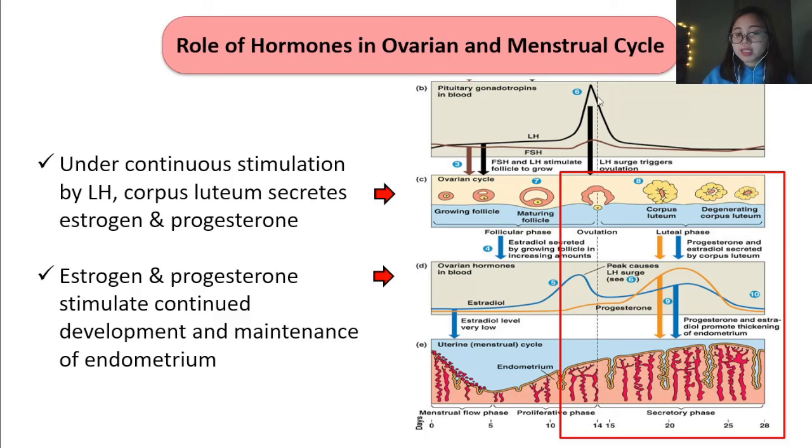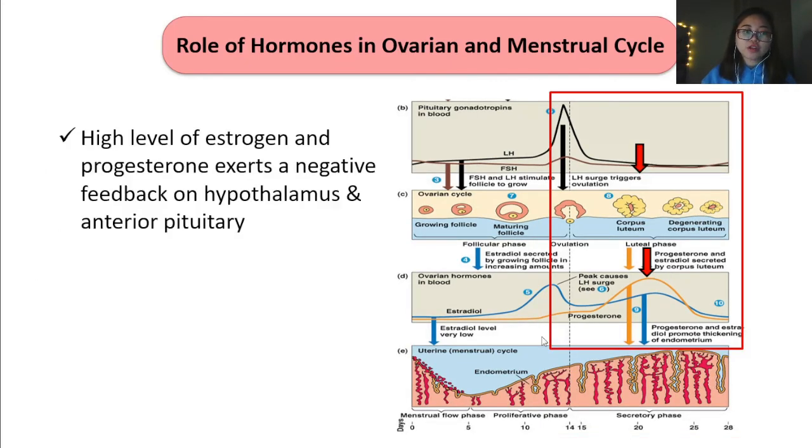So dari tadi kita cakap pasal kalau ada banyak LH, ada ovulation. Selepas ovulation, LH pastikan corpus luteum hidup. Pada masa yang sama, corpus luteum terus menghasilkan estrogen dengan progesterone. More estrogen and more progesterone means more endometrium tissue.